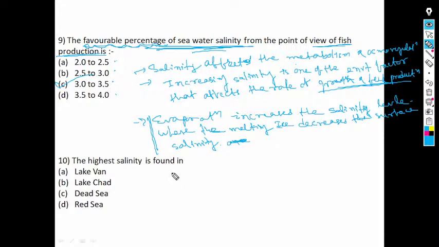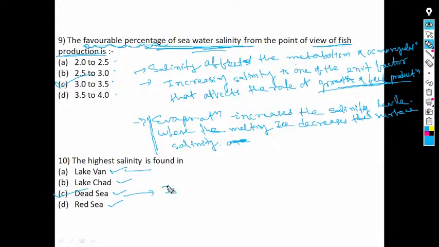The highest salinity is found in Lake Van, Lake Chad, Dead Sea and Red Sea. Among these we are discussing where it is highest: Lake Van, Lake Chad, Dead Sea. The answer is your Dead Sea. Where is the Dead Sea, we know that.